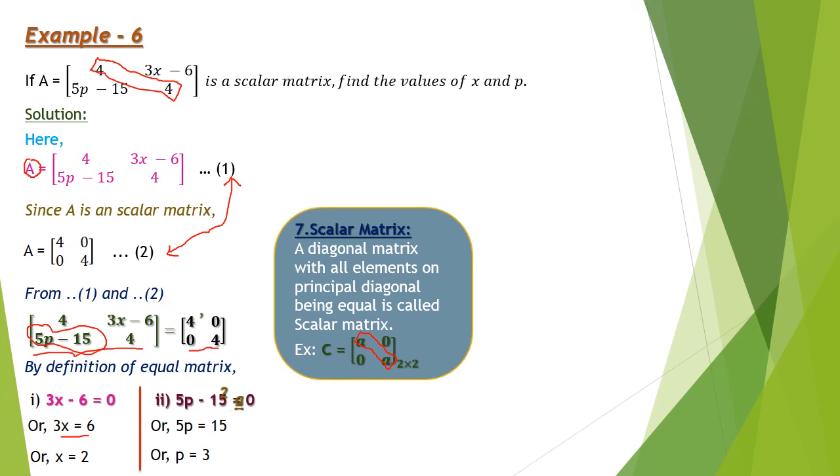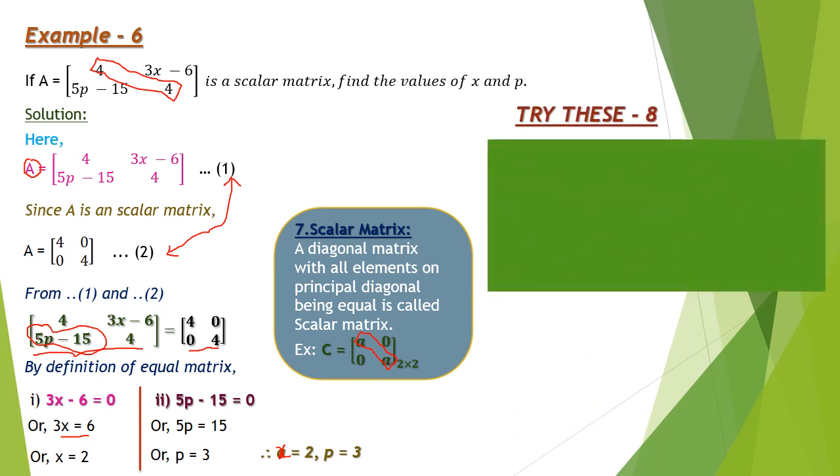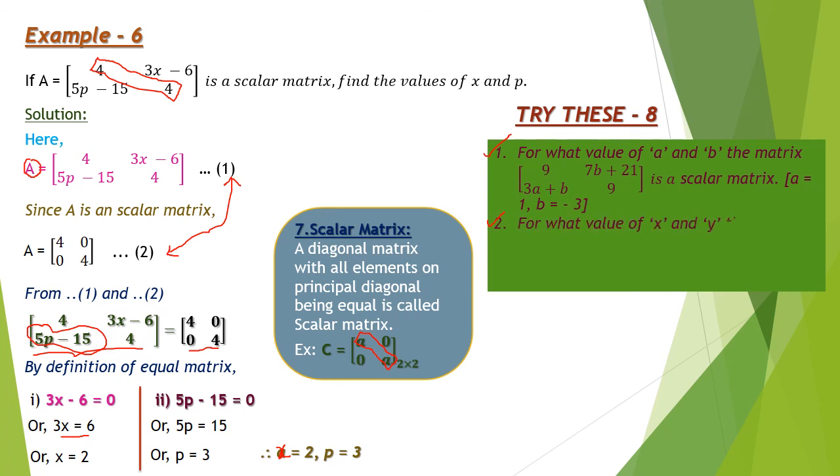And therefore, it's not A, it's X. X is equal to 2 and p is equal to 3. Now, there are questions for you to try. Both questions you can do exactly like example 6. Now this concludes our entire introduction and types of matrix topic. There are more videos to come in the coming weeks about operations of matrix and multiplication of matrix.